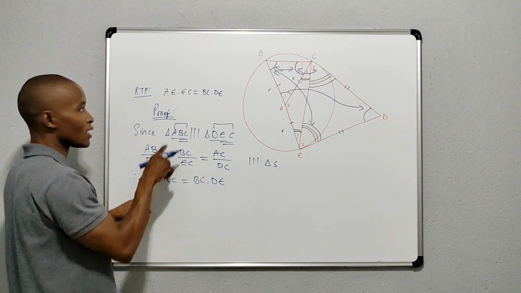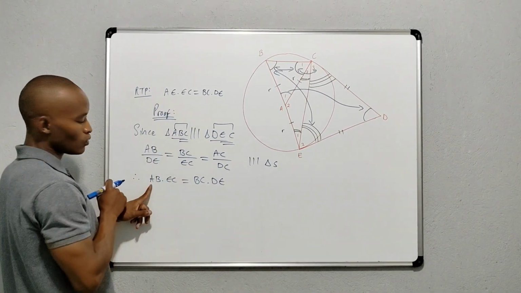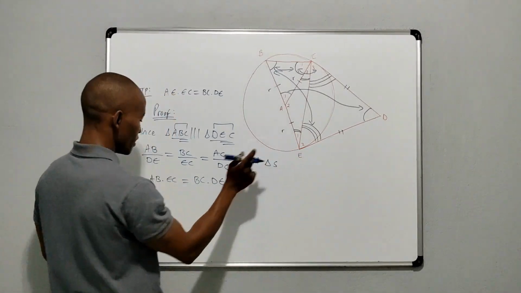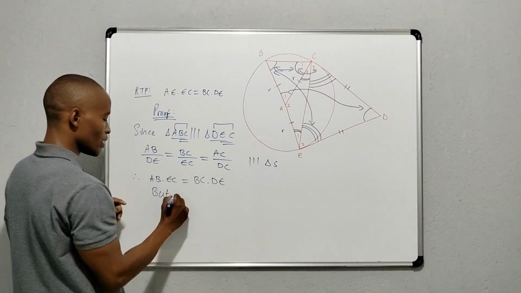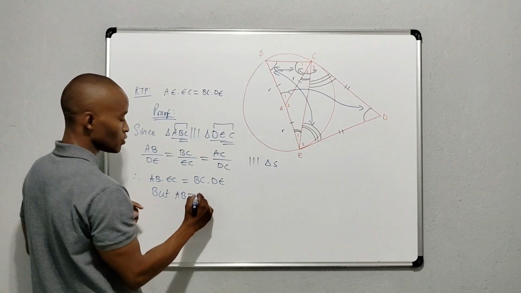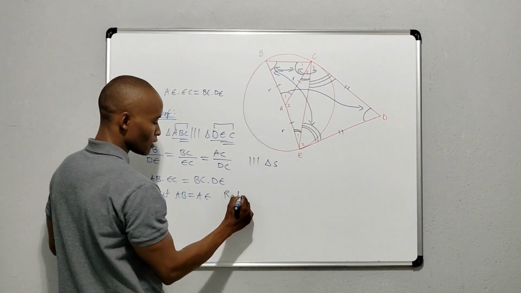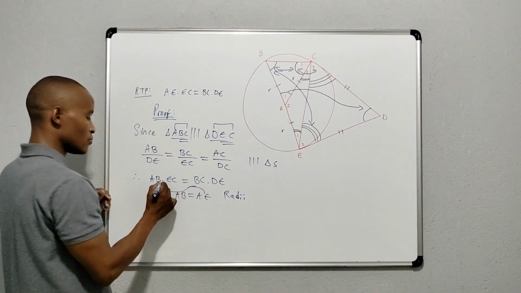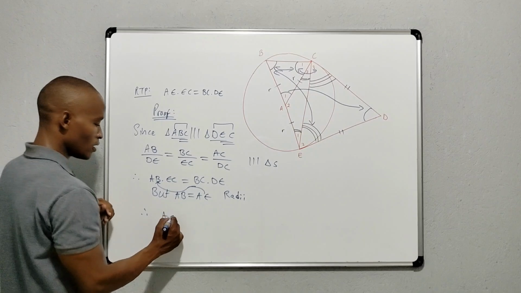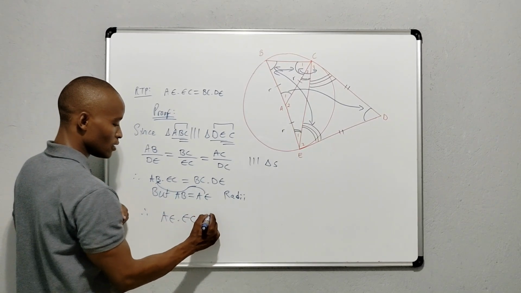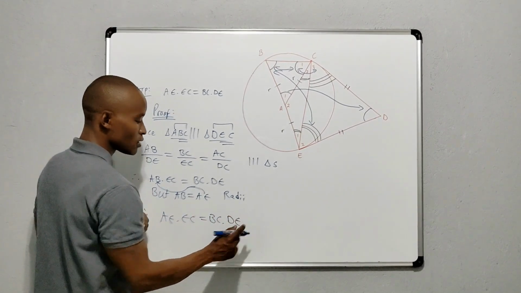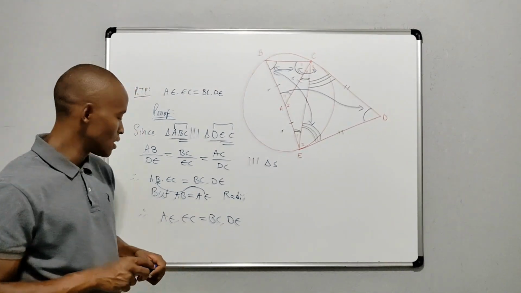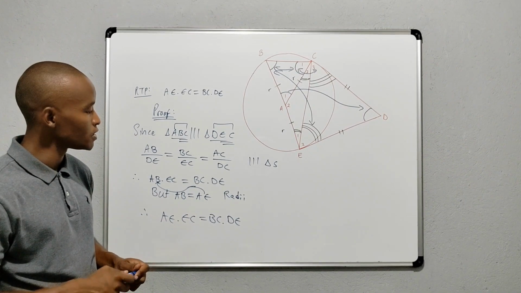We need to fix this one to be like that one. How? We go back here. AB is a radius, AE is also a radius. So that is what we know. AB is equal to AE, they are radii. So then we replace AB with AE. Therefore, AE times EC is equal to BC times DE. Easy 3 marks to collect, and this takes care of question B.